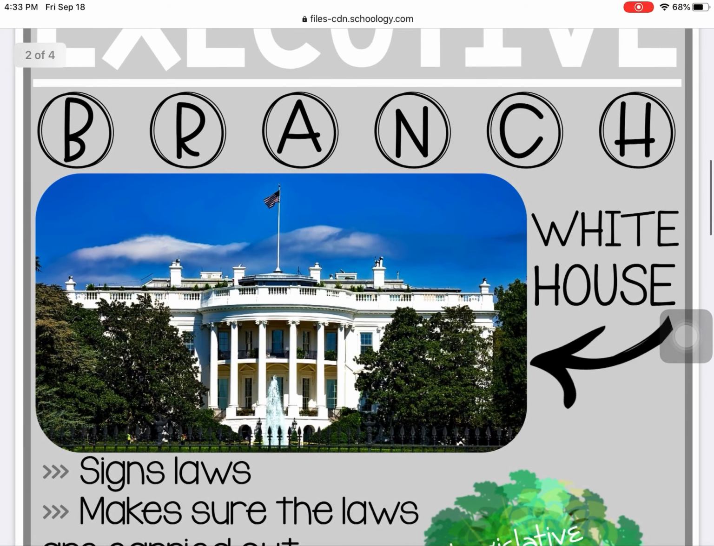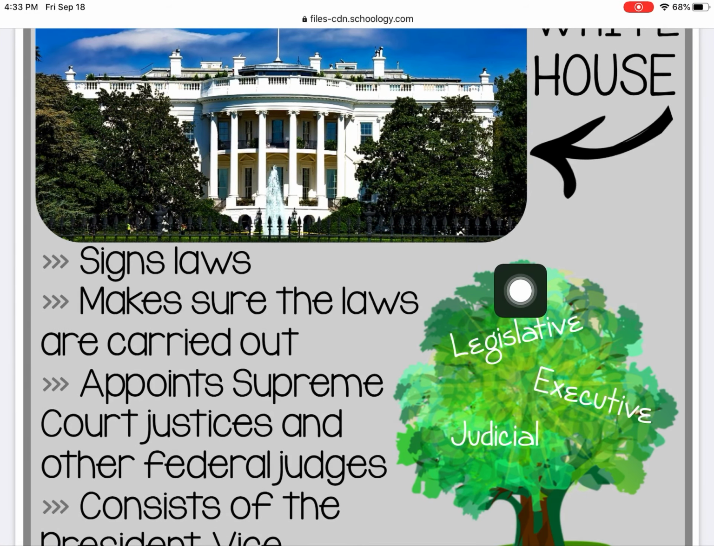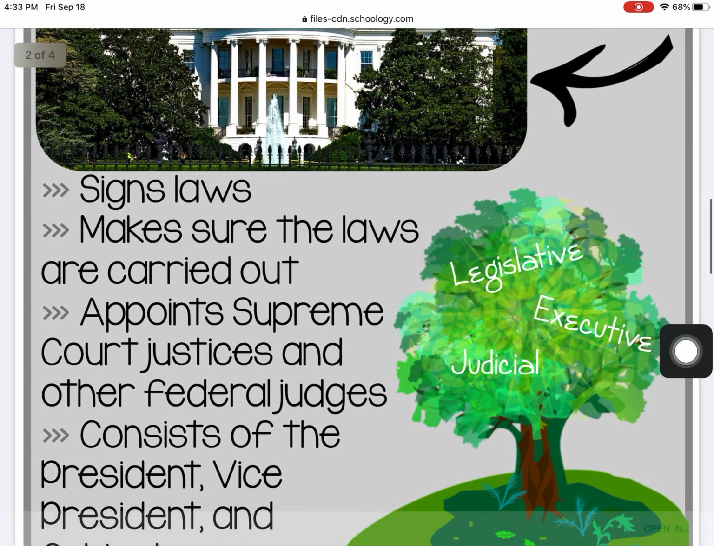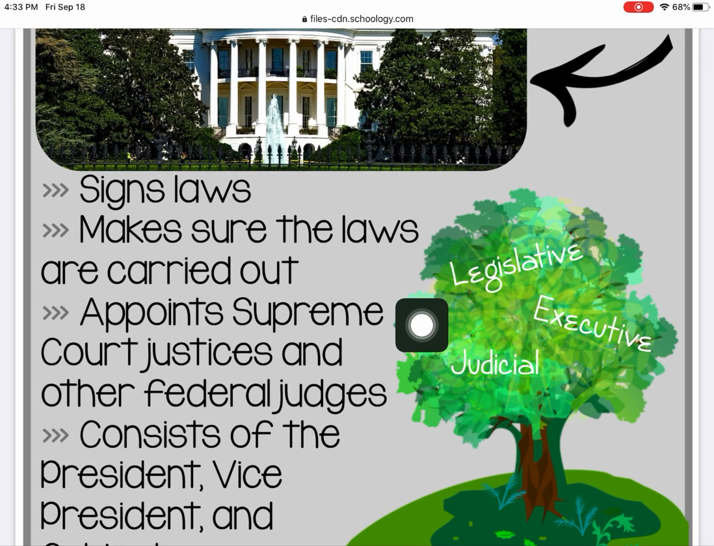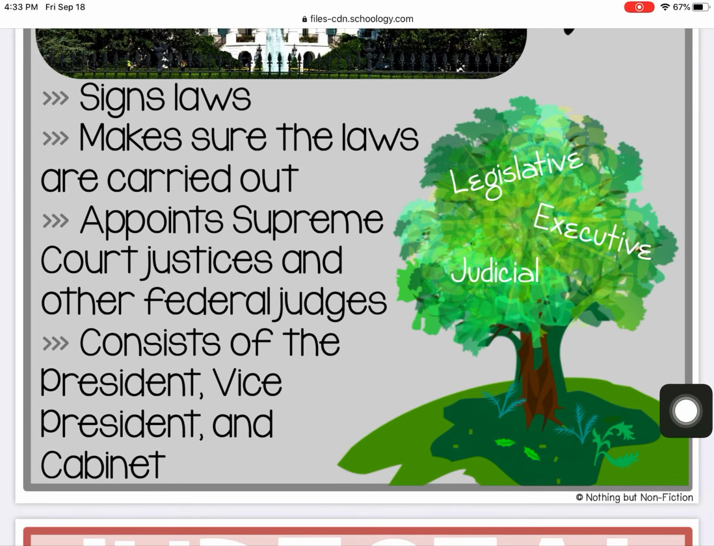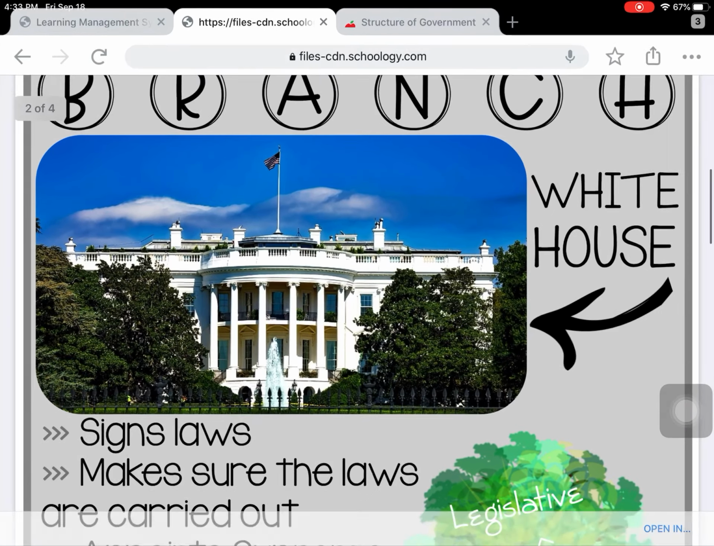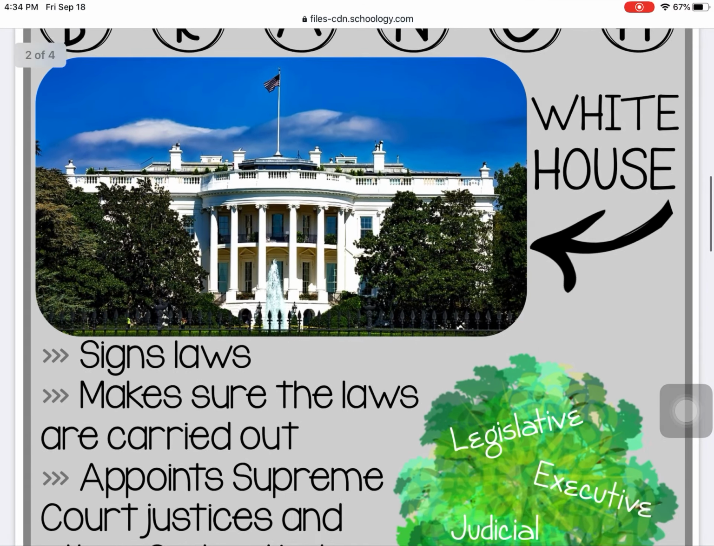Next is the executive branch. We again have the picture of the White House, just like the other slide. This is where laws can be signed by the president, who makes sure the laws are carried out. He can appoint the Supreme Court justices and other federal judges. This consists of the president, the vice president, and his cabinet. His cabinet are people who are nominated by the president to then work under him. So these are people that work with and for the president. So again, the executive branch is headed by our U.S. president.